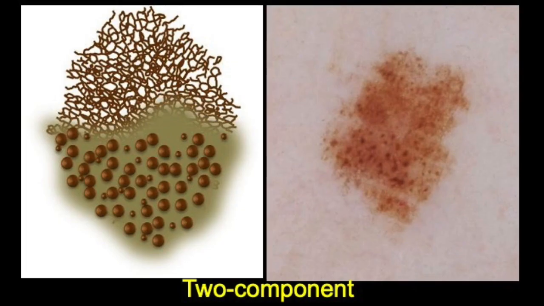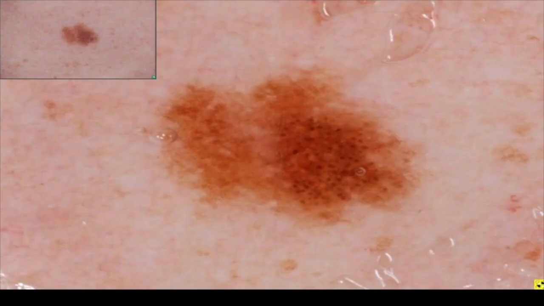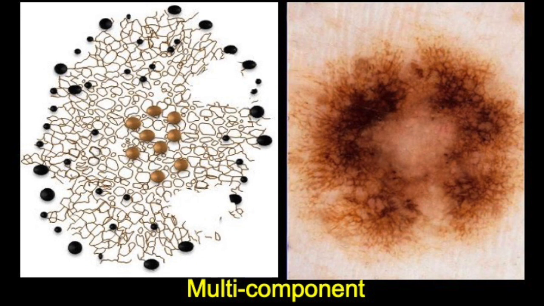And then you have the two-component pattern, which is self-explanatory, right? This is a pattern that is seen in individuals that have the atypical mole syndrome. And here's another example. And add to that one that has multiple structures. Here's blotches, there's dots, there's network. And this pattern, again, is not uncommon in somebody that has the atypical mole syndrome, meaning it's an individual that has over 50 nevi with increased variability in size, shape, and color of the nevi.